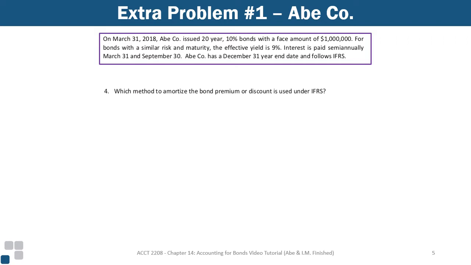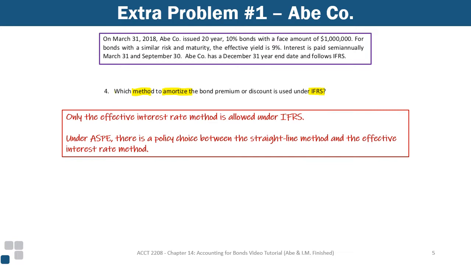Okay, so our next requirement here is to answer which method to amortize the bond premium or discount is used under IFRS. Well, that's easy. Under IFRS, you can only use the effective interest rate method. That's the only one you can use under IFRS. Under ASPE, you get a policy choice between the straight line method and the effective interest rate method.